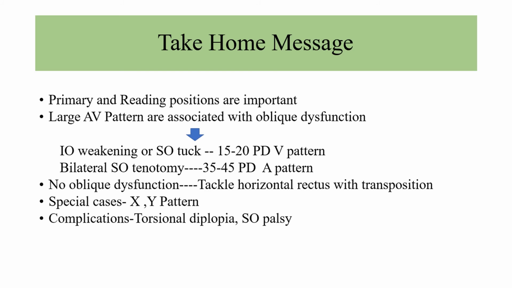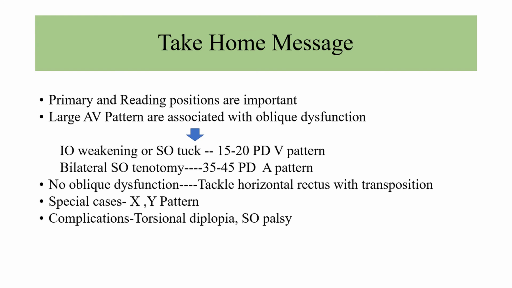Where is the functional gaze? That is the primary and the reading positions. Large A and V patterns are associated with oblique dysfunctions. Inferior oblique weakening or superior oblique tuck takes care of 15 to 20 prism diopters of V pattern. Bilateral superior oblique tenectomy takes care of 35 to 45 prism diopters of A pattern. If you don't have an oblique dysfunction, you can just tackle the horizontal rectus with a transposition, especially for X and V patterns.